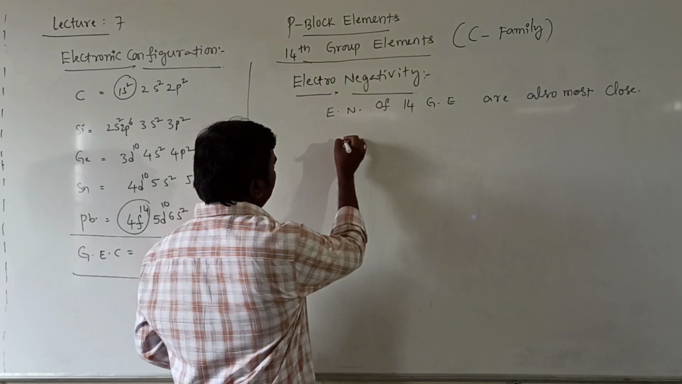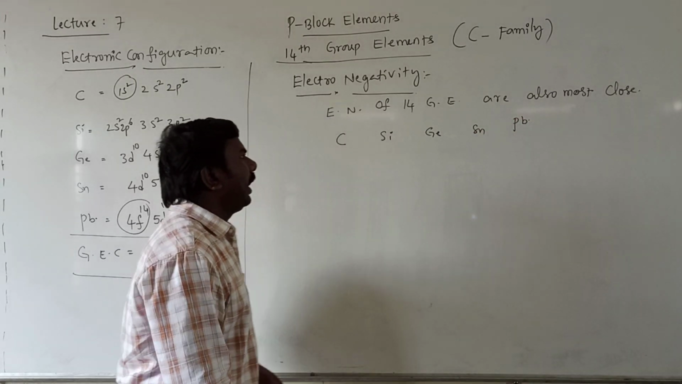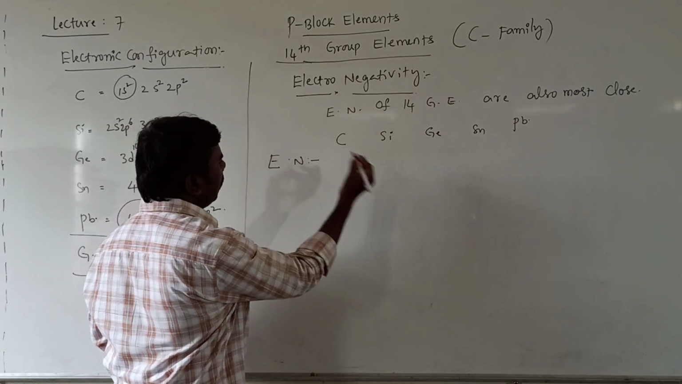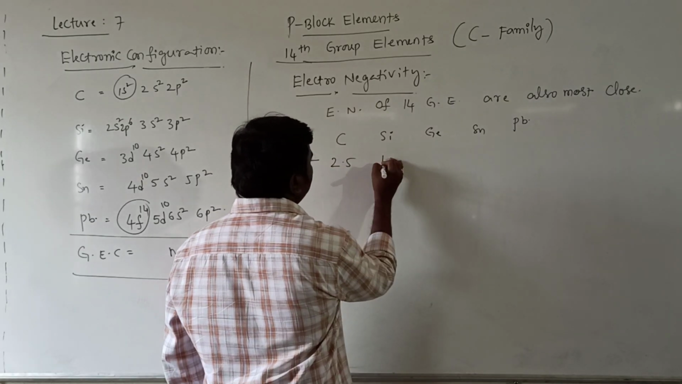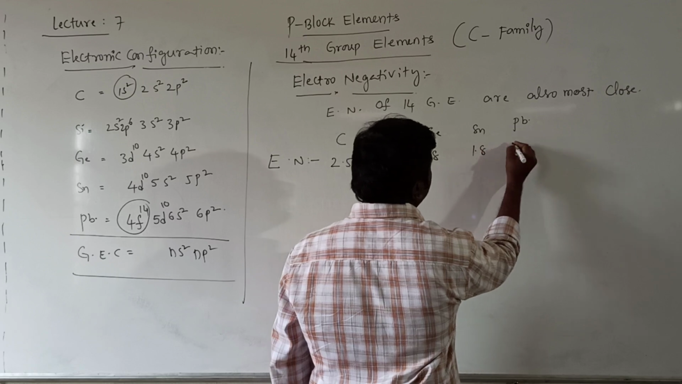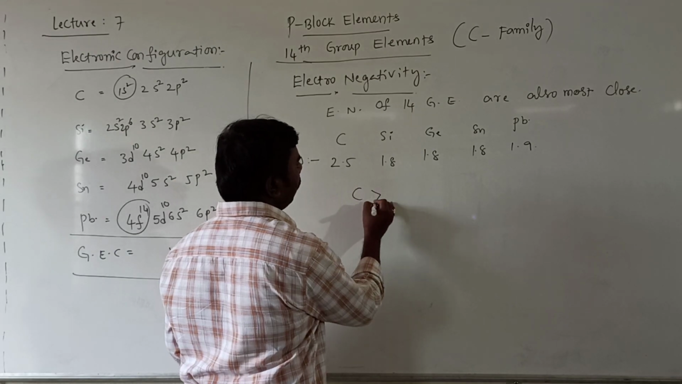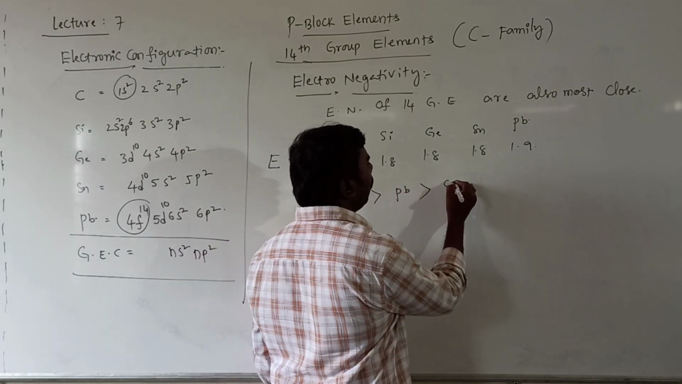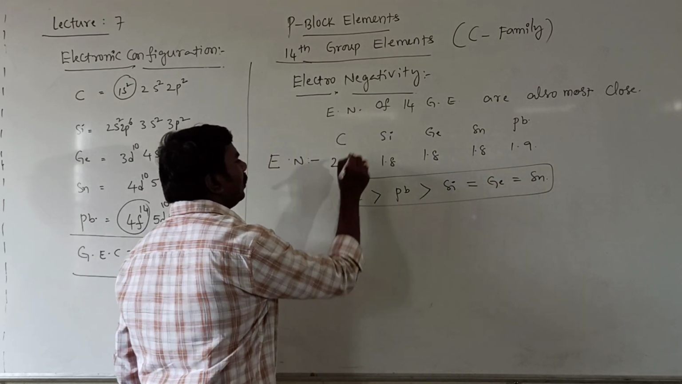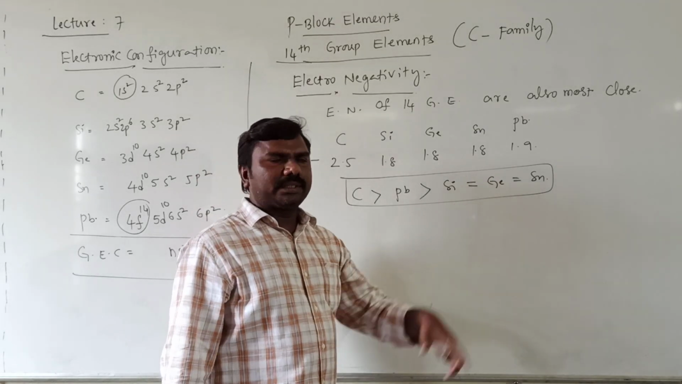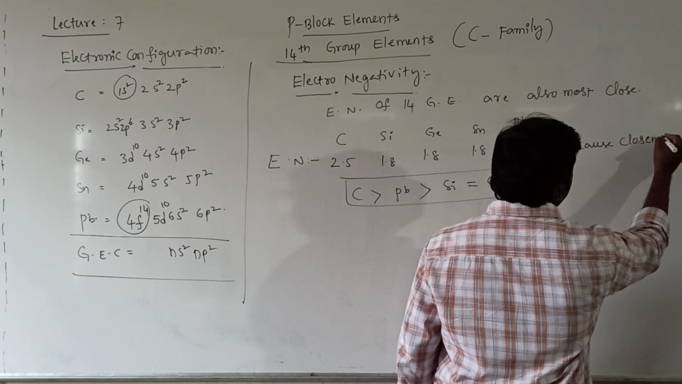The order will be carbon, silicon, germanium, tin, lead. The electronegativity values for these elements are 2.5, 1.8, 1.8, 1.8, 1.9. So if you write the order, carbon is greater than lead, greater than silicon, which is equal to germanium, which is equal to tin. Very, very important order. Very close because of closeness in size.